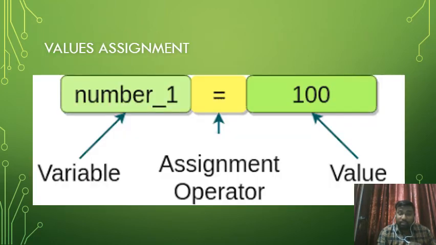The next one is values assigned. Here some values are assigned to the variable. The example: number1 equal to 100. So here I have assigned the value 100 to number1.